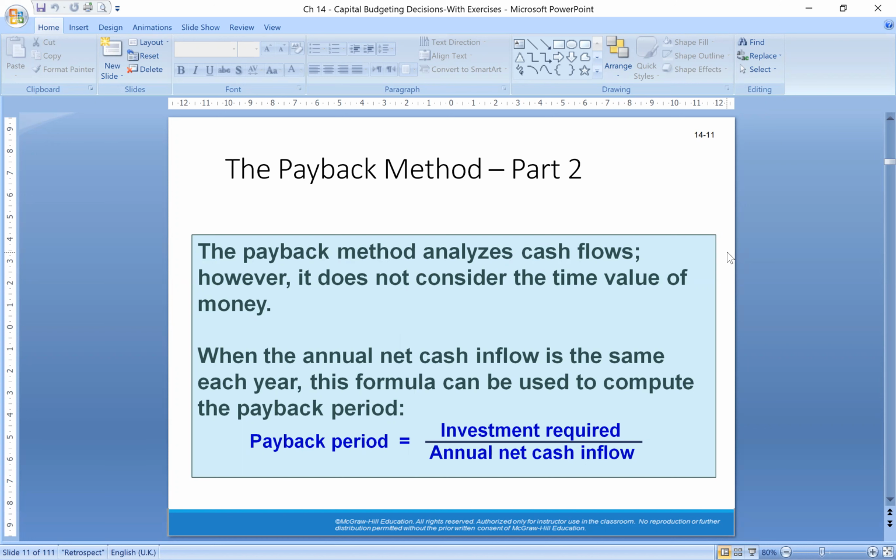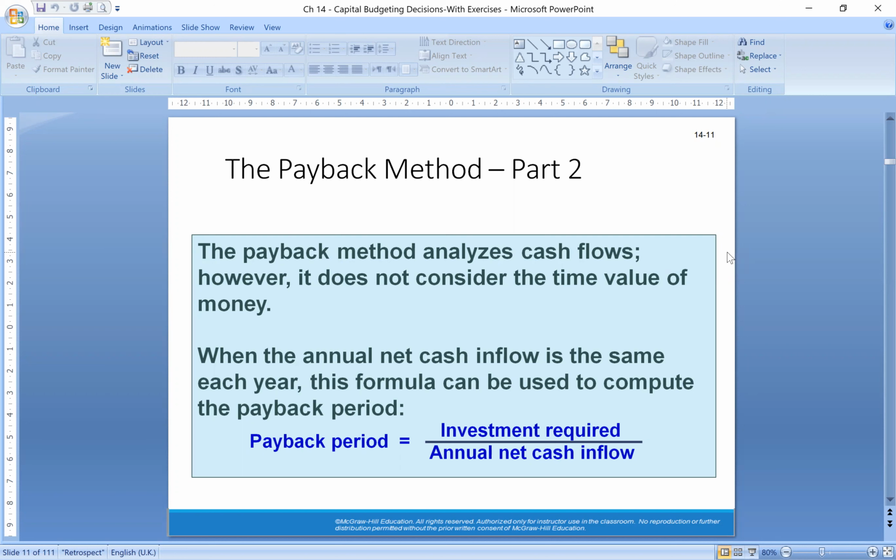In Arabic, it is called what? What is the translation in Arabic? Translation in Arabic, فترة الاسترداد. فترة الاسترداد, which means how many months or years, or what is the time that you repay your initial cost. The payback method analyzes the cash flows. However, it does not consider the time value of money. And this is the shortcoming or the disadvantage of this method.